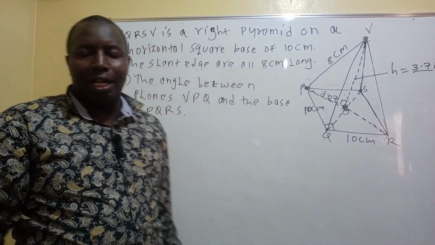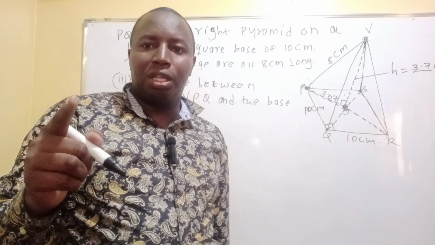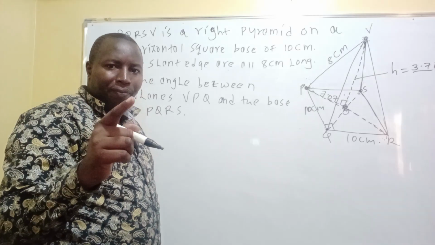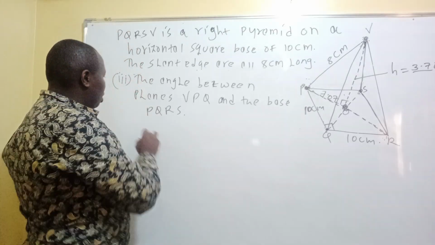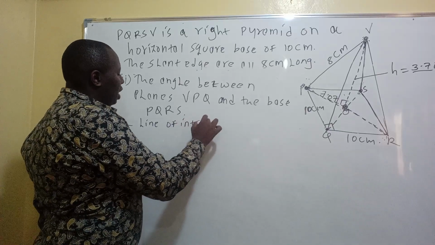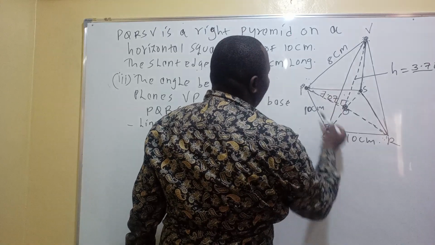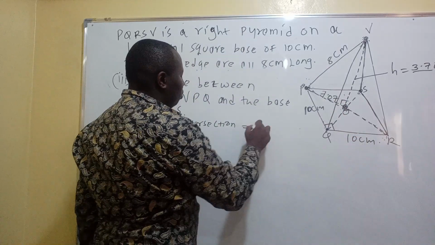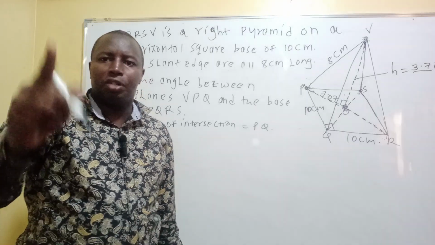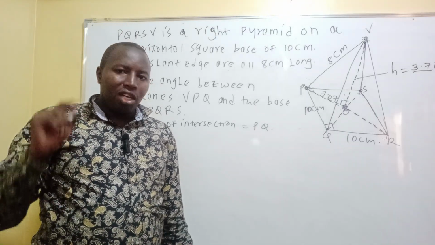Once you identify the planes, step number 1 is to identify the line of intersection between the two planes. The line of intersection between plane VPQ and PQRS is PQ. That's step number 1, identify the line of intersection. So that is PQ. Then you go to the property.